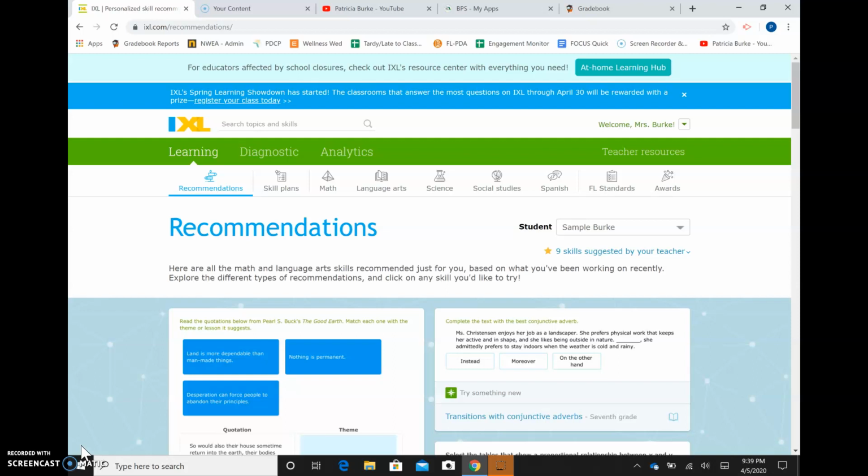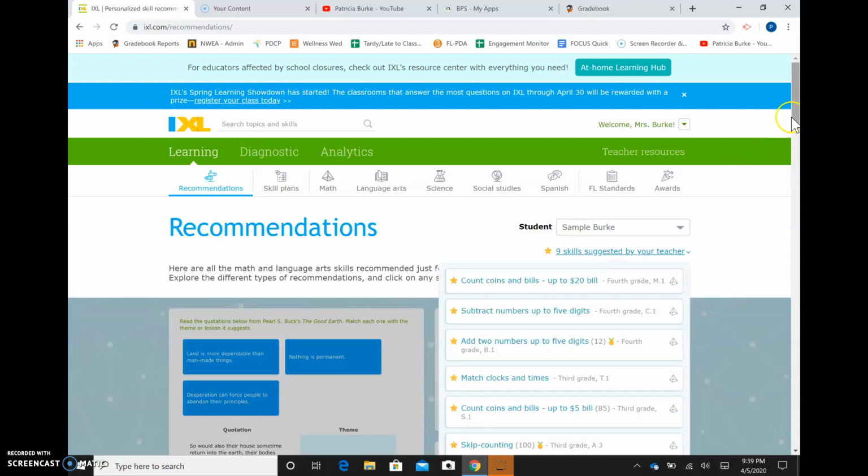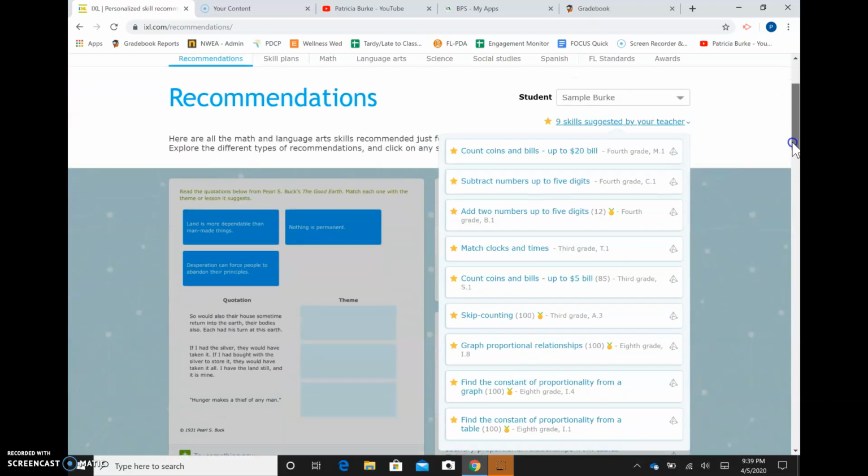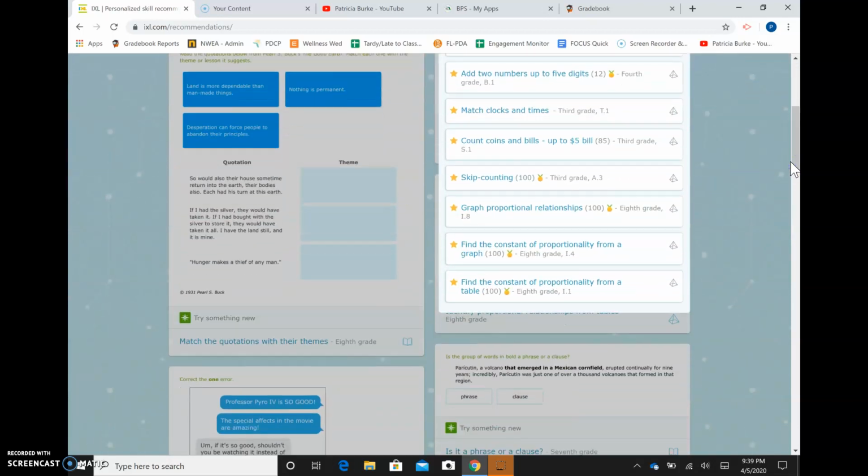So remember, when you log on, you are going to look for recommendations, and then over here on the right is your gold star, and it will have skills suggested by your teacher. Now most of you only have the 3 skills, the one from last week, which I'm still waiting on a few people to finish. So when everyone has finished last week's assignment, I will end star it and it will drop from your list. But you are looking for find the constant of proportionality from a graph.